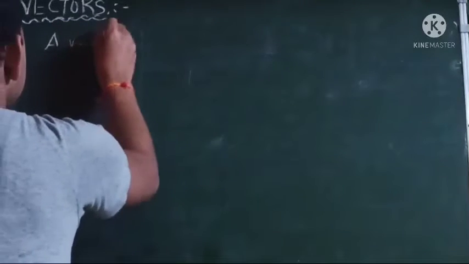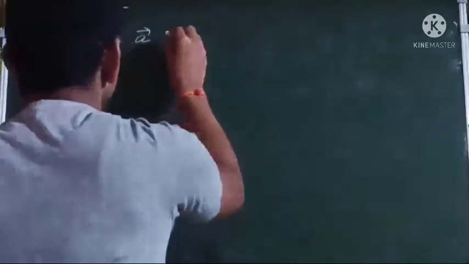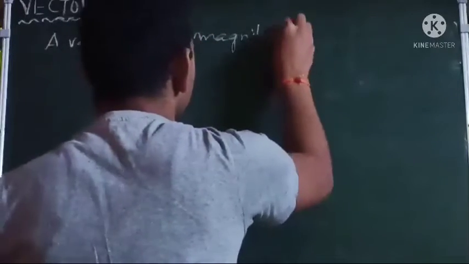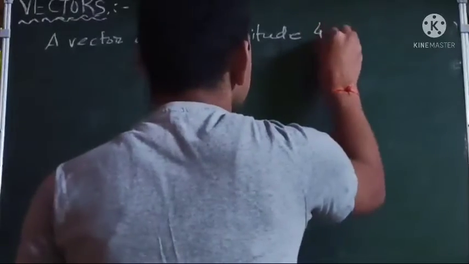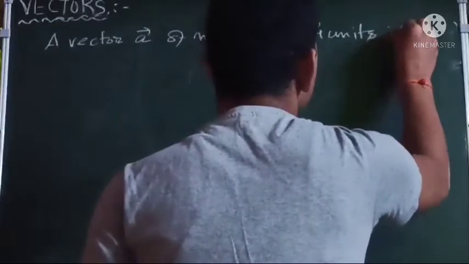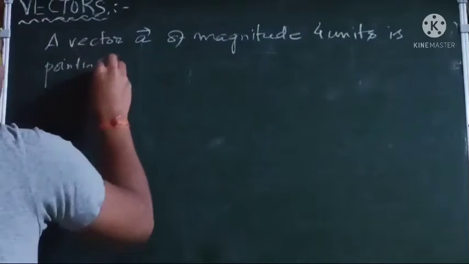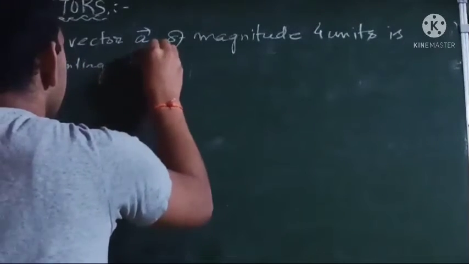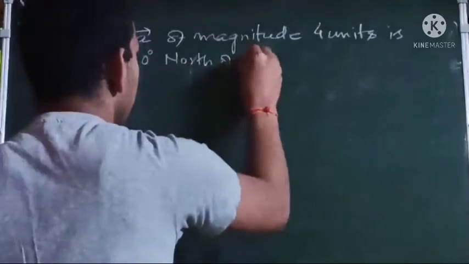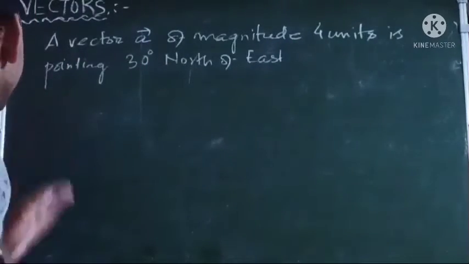A vector of magnitude 4 units is pointing 30 degree north of east. This is the form 1 of writing a vector.